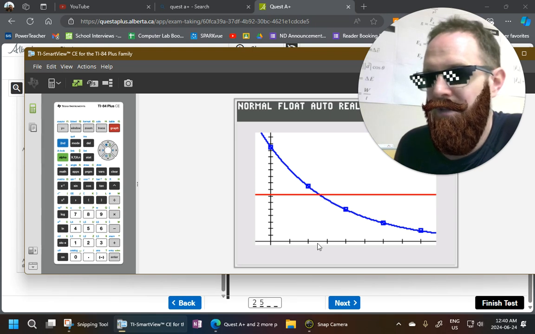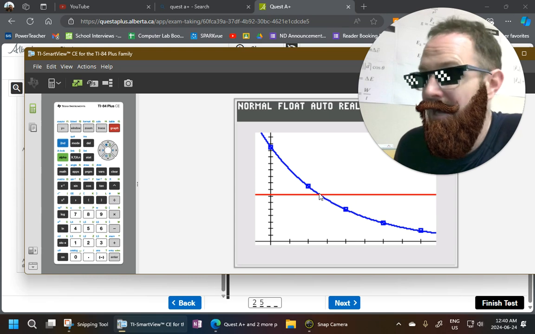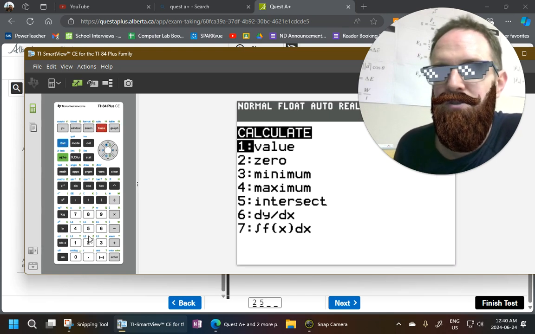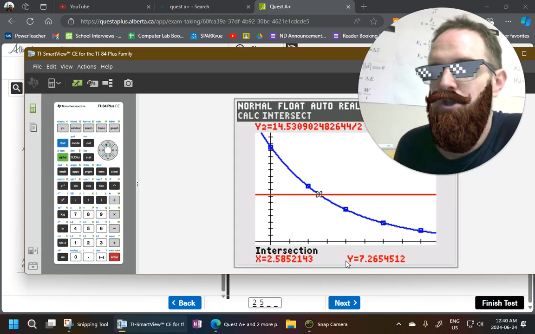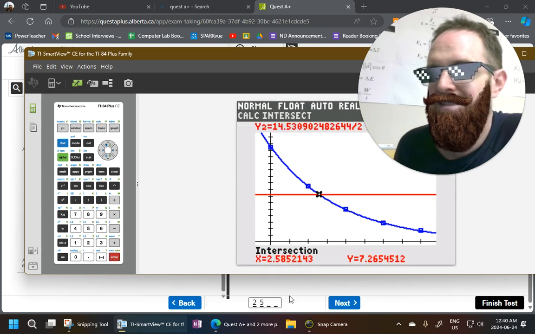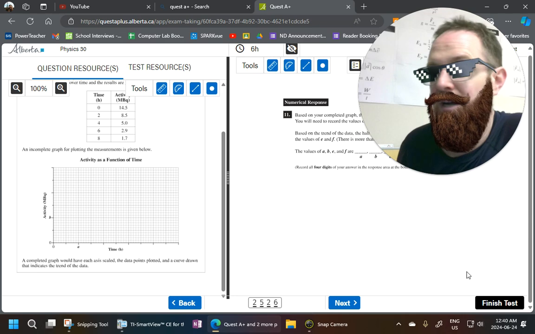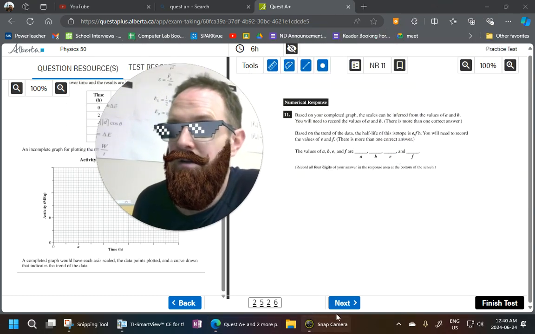I want to find out the time that it takes to get there, because that's the time it halves. So that's your half-life. All right, so I'll go second trace, intersect, enter, enter, enter. And there it is, 2.6. I'm going to round that, 2.6. Perfect, 2.6. And hopefully if you graphed it by hand, you'd also get 2.6. Maybe not, I don't know.